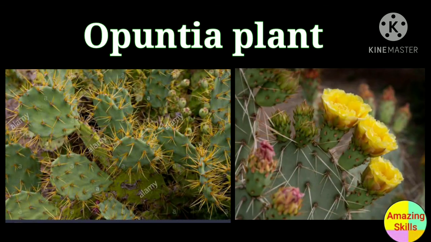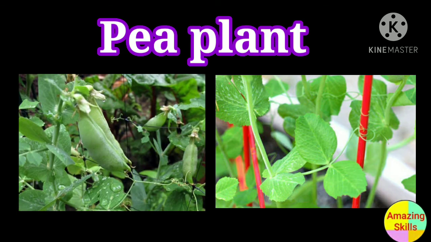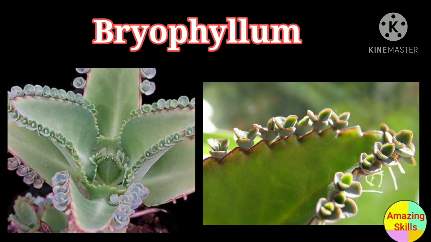Children, the Opuntia plant's leaves are modified into thorns. We can see it in the desert. Next, the pea plant. Here the leaves are modified into coiled structures and climbers. Next, Bryophyllum. The leaves of this plant help in vegetative reproduction. You can see the small plants around the leaf.